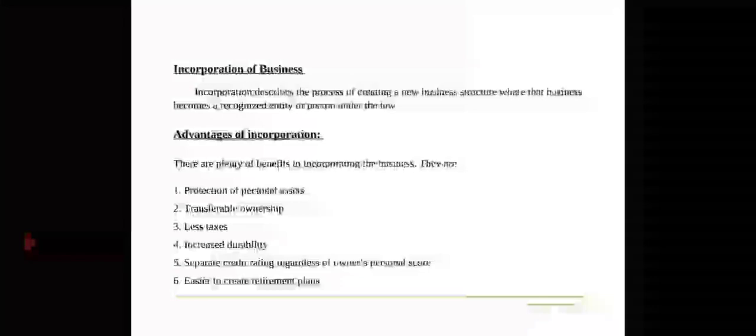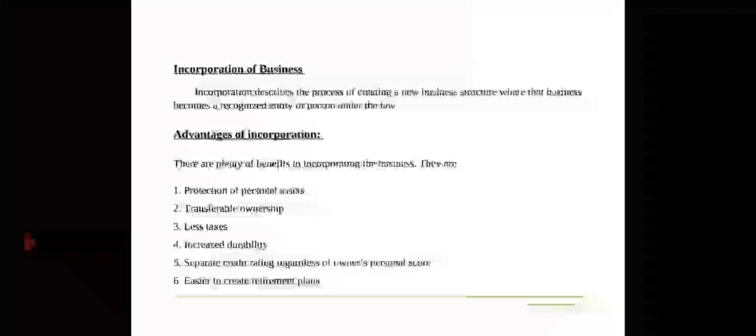And the next one is transferable ownership. As the company has been incorporated, the transfer of ownership will be easy. If the company faces any financial crisis or insolvency in the future, the government can take over the company and transfer the management or the operations of the company to another management very easily if it has been incorporated.